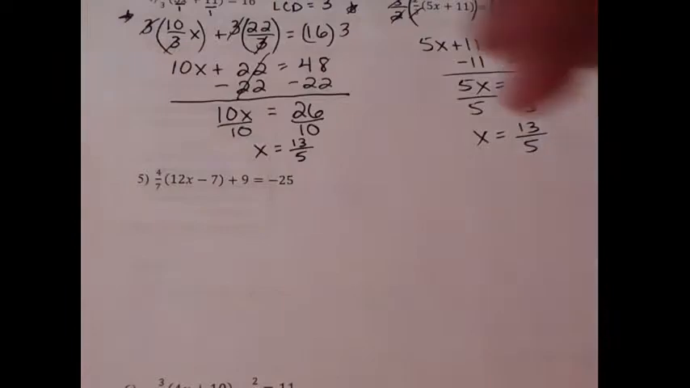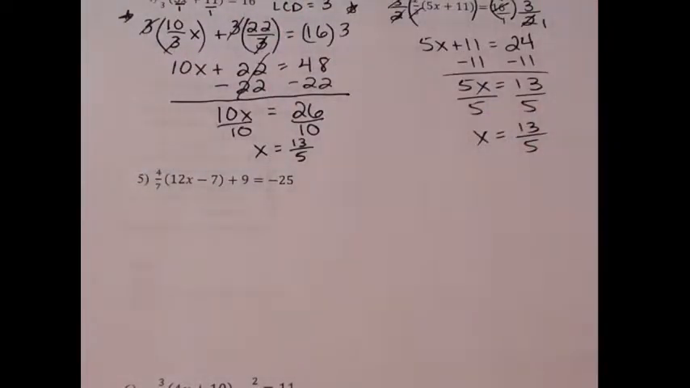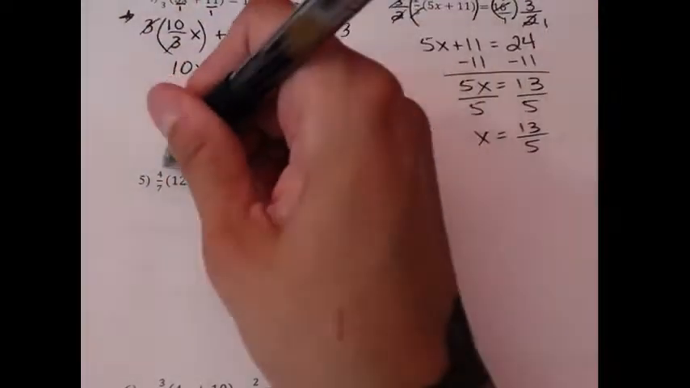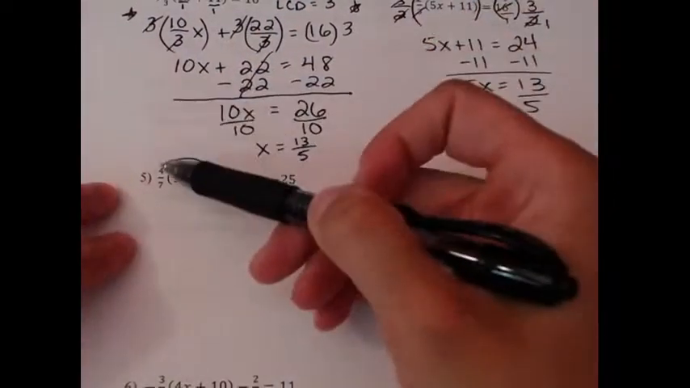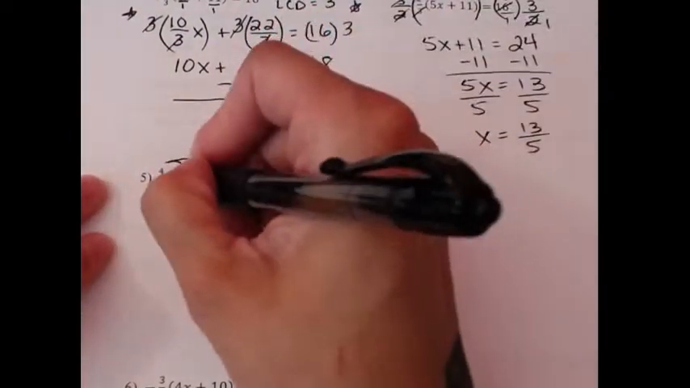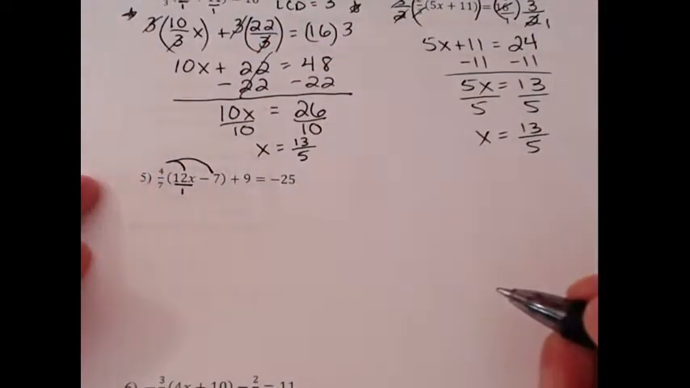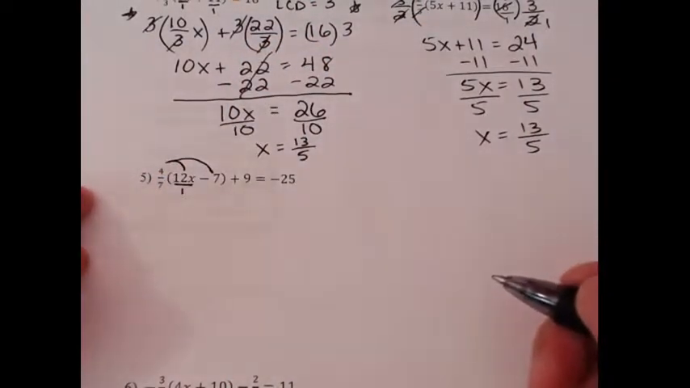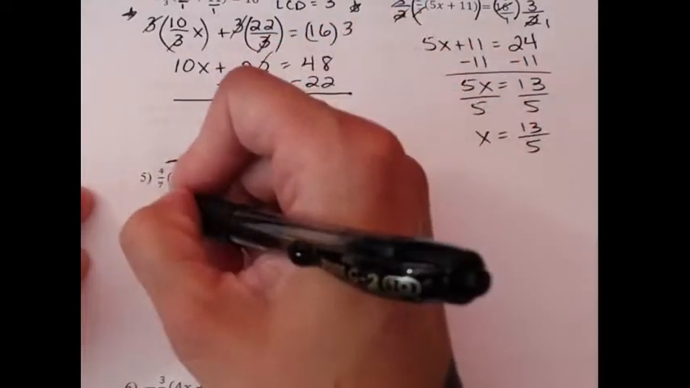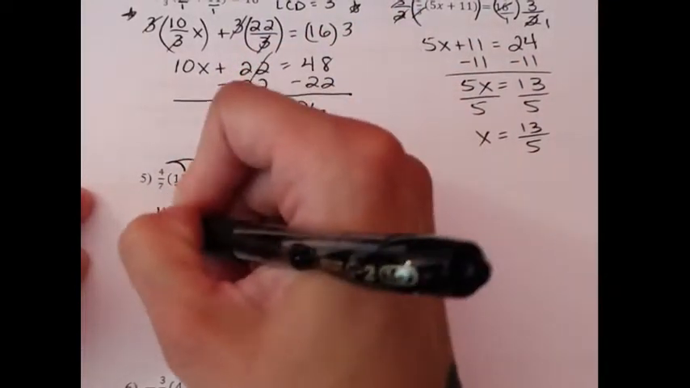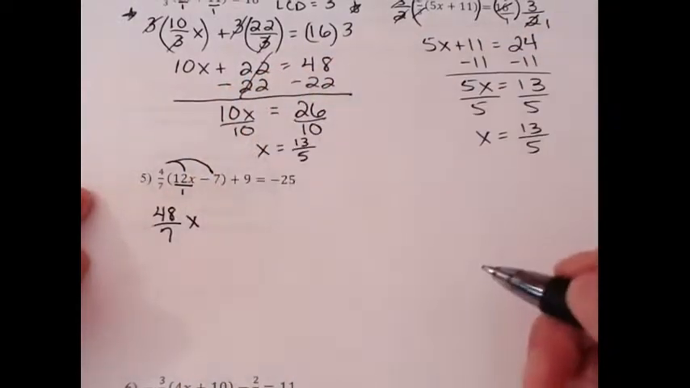So I'm going to use the strategy that I recommended from our previous problem, where we will distribute to drop parentheses first. We have 4 over 7 times 12x. Remember, if you would like, place that over 1 so it's easier to multiply in your mind. So 4 over 7 times 12 over 1 is going to give us 48 over 7x.